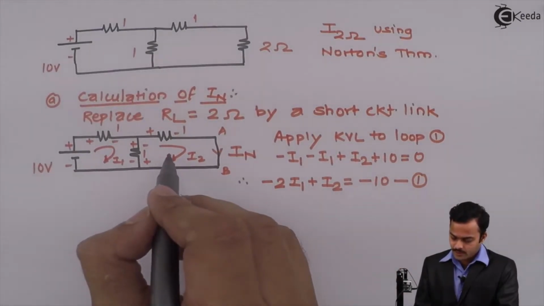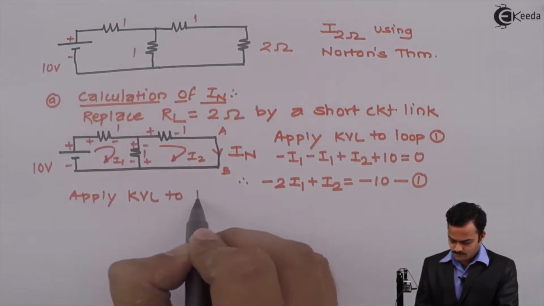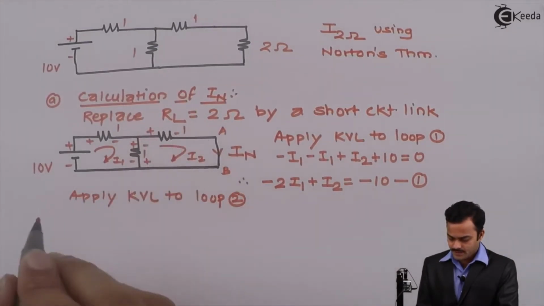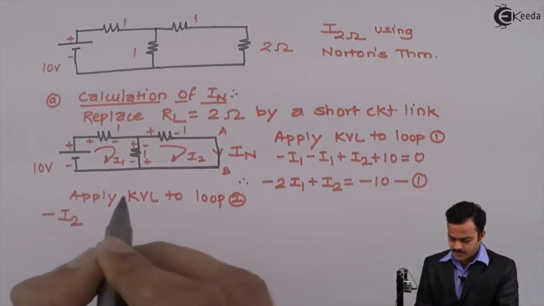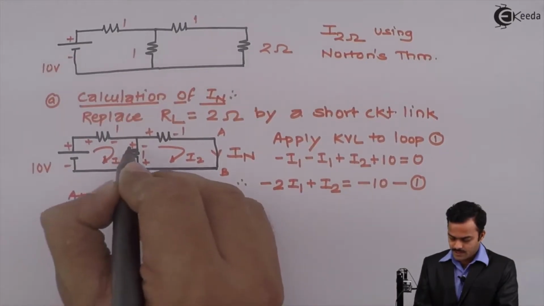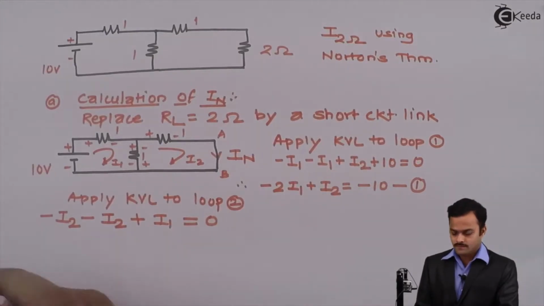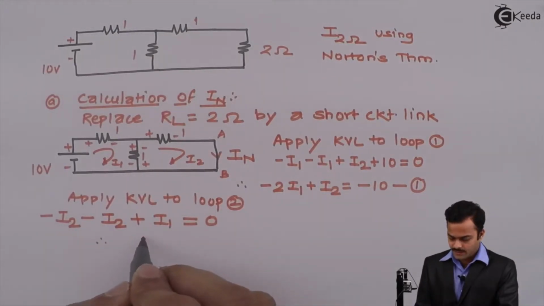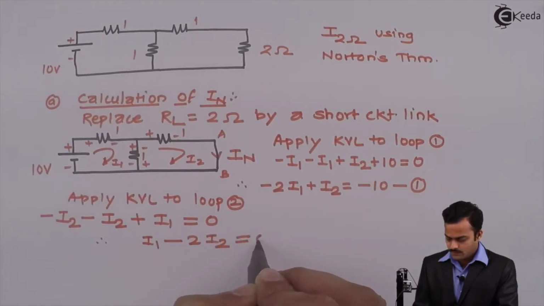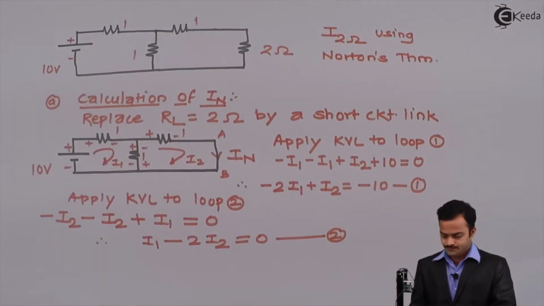Similarly, I can apply KVL to loop 2. So here I will start from this point, plus minus, minus I2, plus minus, one more minus I2 term, and minus plus, plus I1 equal to 0. If I simplify, I will get I1 minus 2I2 equal to 0. This is equation number 2.